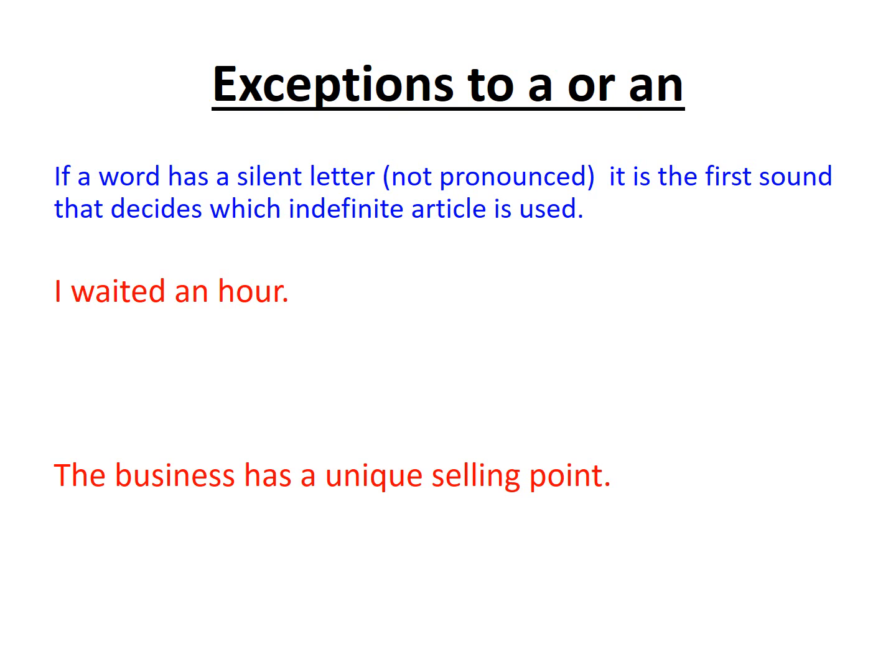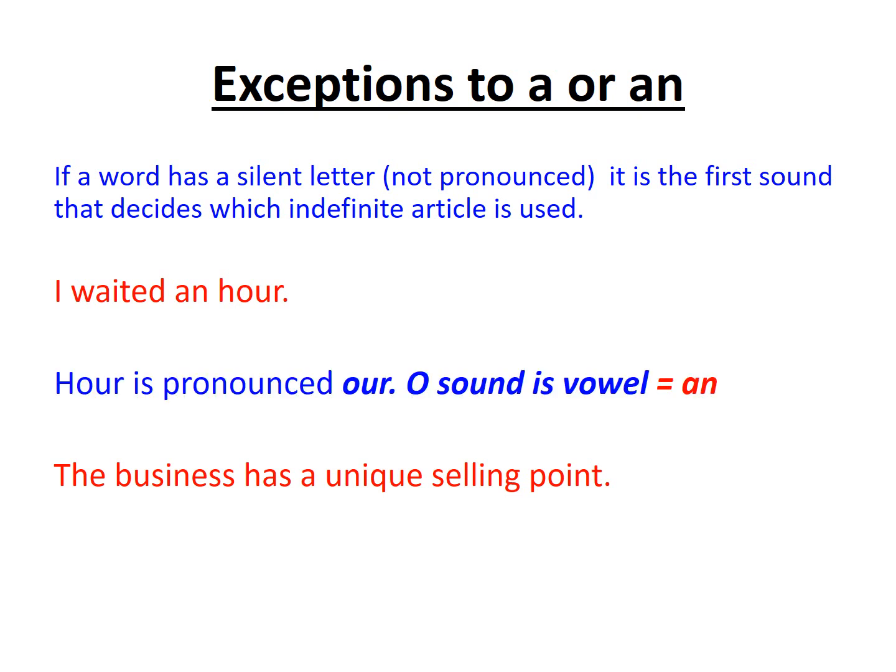So, how did you do? If somebody says, I waited an hour, hour is pronounced hour, with the O sound, which is a vowel. So an is the correct indefinite article because O is a vowel. And whilst H is the first letter of that word, it's a silent letter.